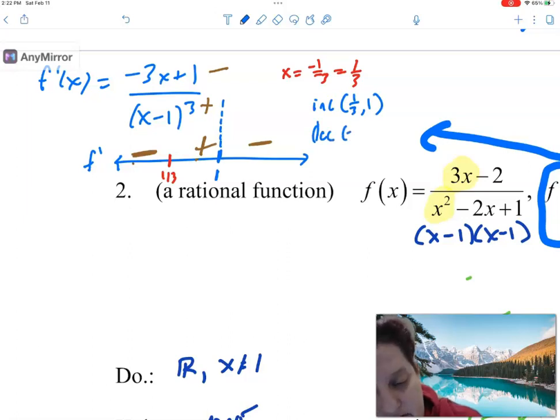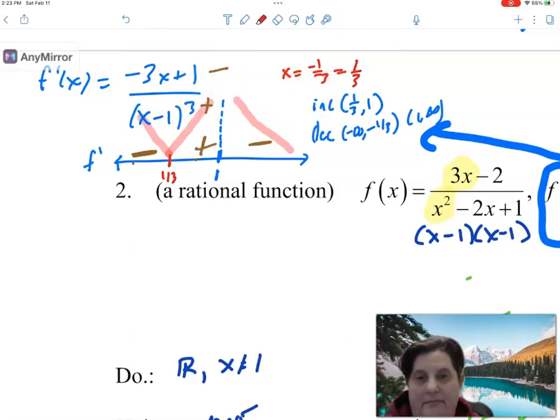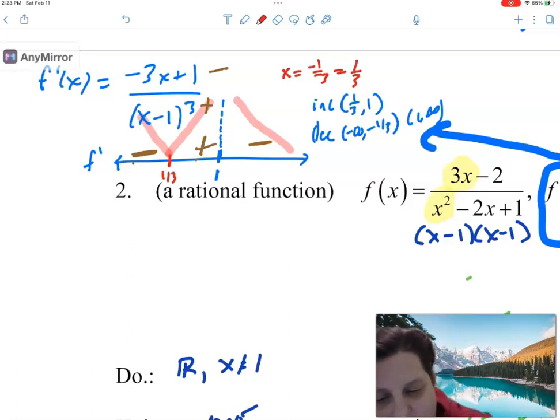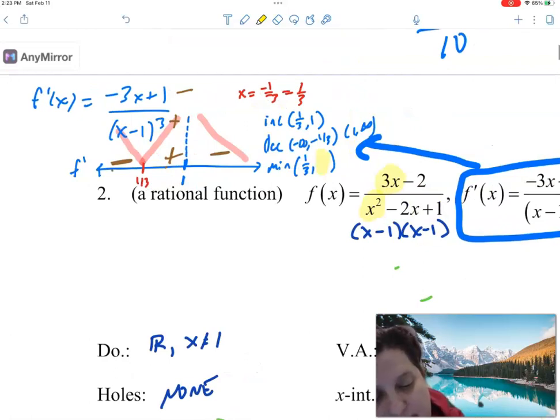So if I'm writing up my stuff here, I'm increasing 1/3 to 1. I'm decreasing negative infinity to 1/3 and 1 to infinity. And you guys look, I'm going down. I'm going decreasing, increasing, and then I stop, and then I'm decreasing. So 1 is an asymptote, so those aren't connected there. I have a relative min at the point 1/3 something. And how do I always get that y coordinate? I go back into f.